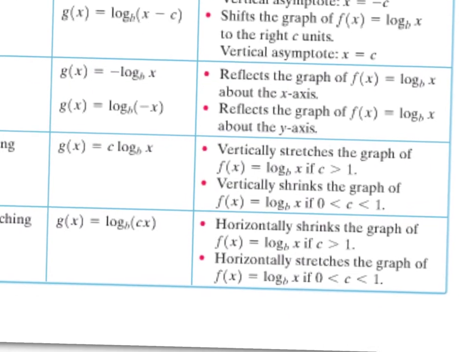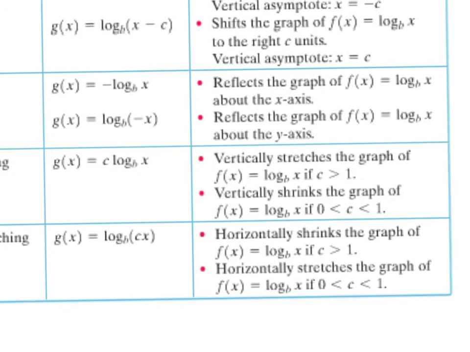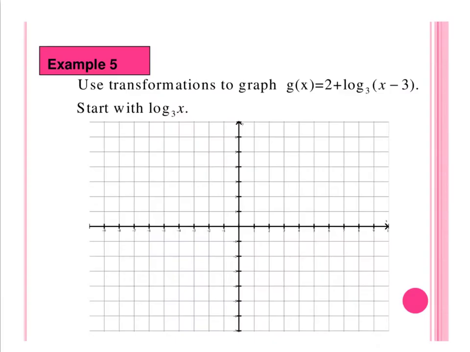Then we get into our reflections. If our negative is outside, then that means we're reflecting over the x-axis. If it's inside that grouping symbol, you're reflecting it over the y-axis. Then you have your vertical stretching and shrinking, and your horizontal stretching and shrinking. Let's take a look at an example.